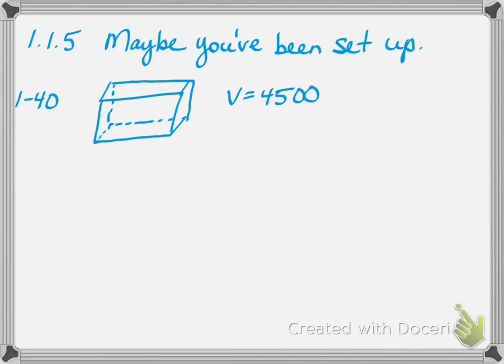Let's just write down important things. The length of the rectangular base of the box is twice its width. So the length is twice the width. What height will make the surface area as small as possible? So if we want to make the surface area as small as possible, we want to minimize the surface area.